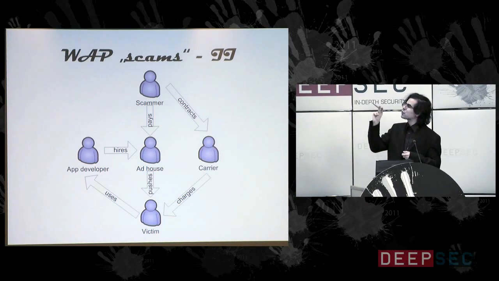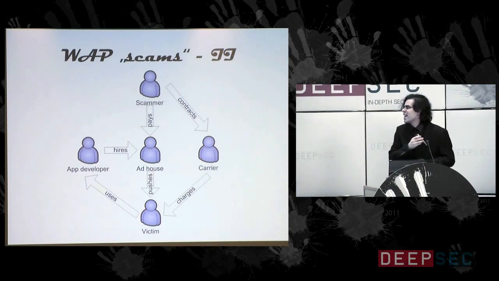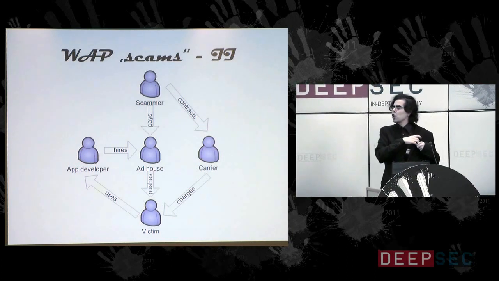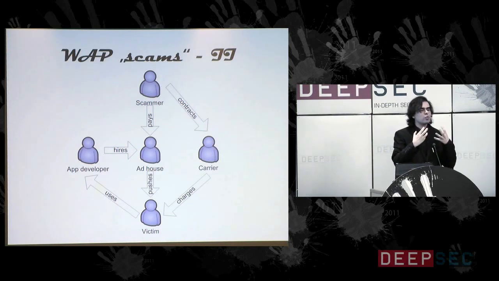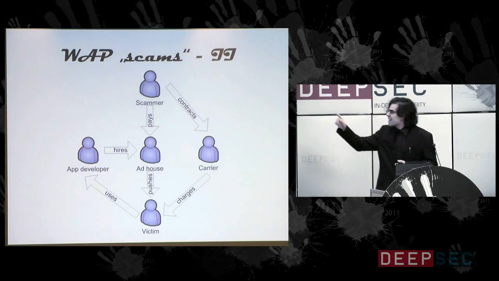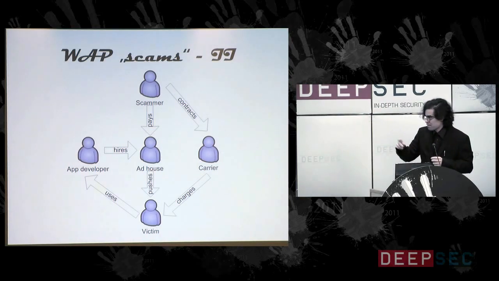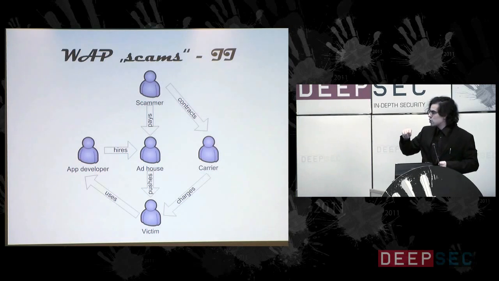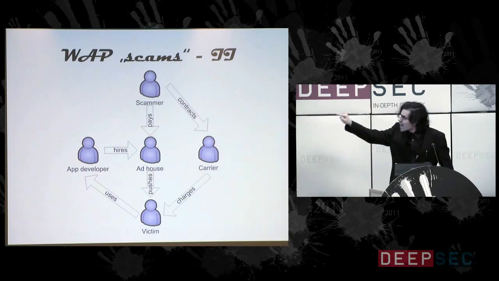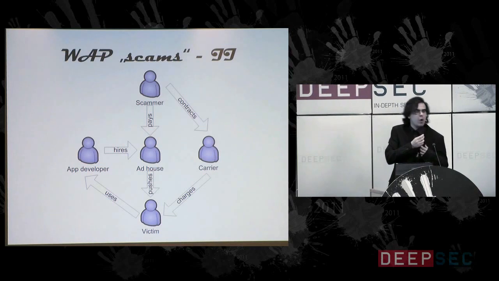And this brings us a pretty complex economy of crime. On the top, we have the scammer. The scammer pays the ad house to run an ad, and in addition, contracts the carrier to get the right to bill from MSISDN. The ad house then gets in contact with the developer who shows the ads of the ad house in his app. The user uses the app of the app developer who gets the ad from the ad house, clicks on the ad, the carrier charges the money and the scammer gets paid. So we've got a total of 5 parties involved, and only one of them is acting criminally.